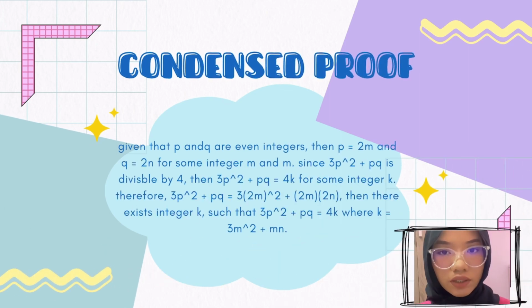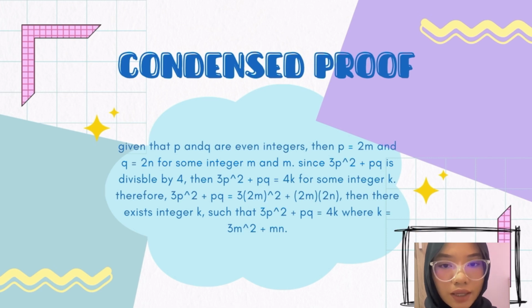For the condensed proof, given that p and q are even integers, then p equals 2m and q equals 2n for some integers m and n. Since 3p squared plus pq is to be shown divisible by 4, we compute 3p squared plus pq equals 3 times (2m) squared plus 2m times 2n. Then there exists an integer k such that 3p squared plus pq equals 4k, where k equals 3m squared plus mn.